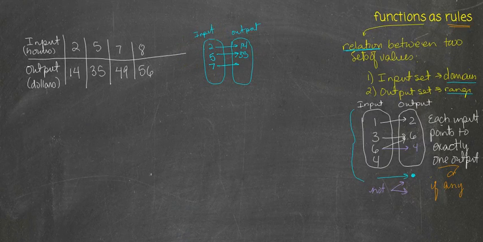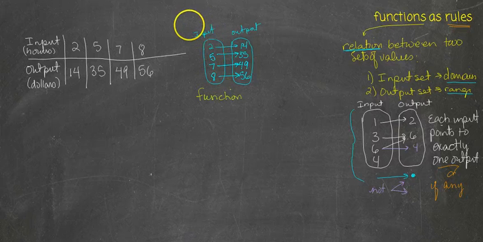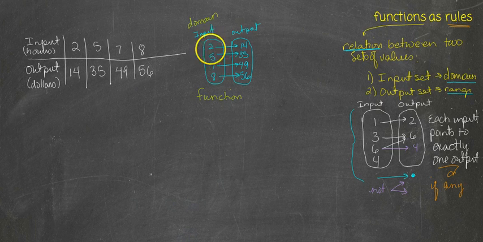7 points to 49. And 8 points to 56. This is a totally acceptable function. We can call it a function because every element in the input, or every element in the domain, right? Input is the domain, points to exactly one input in the range.